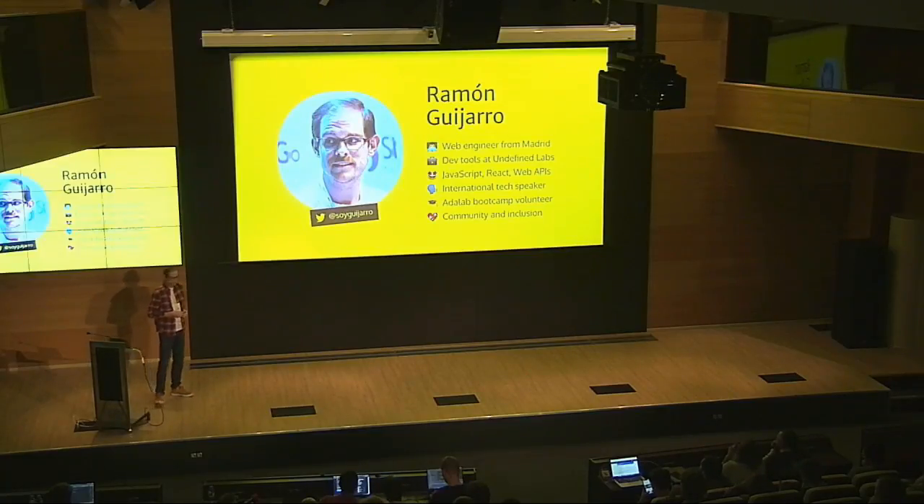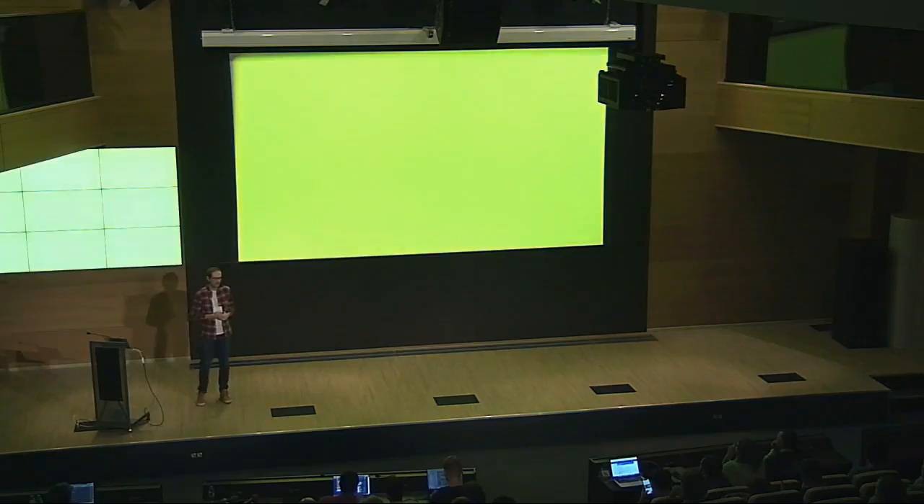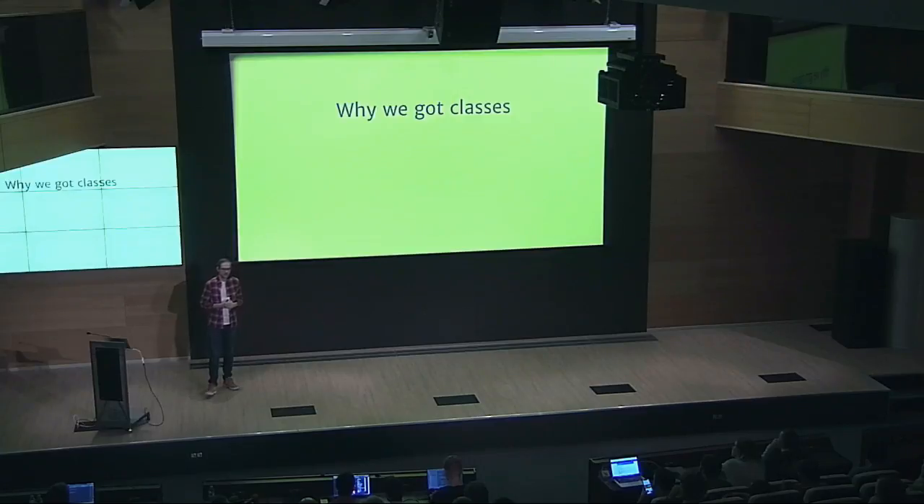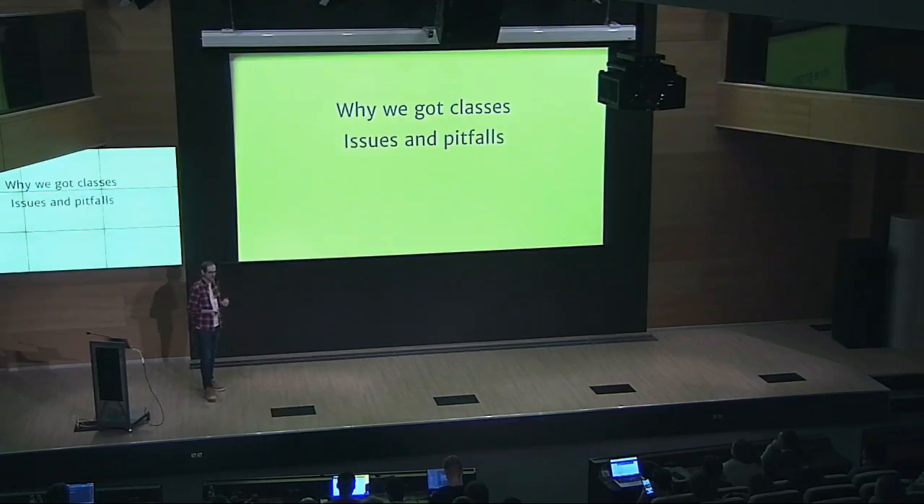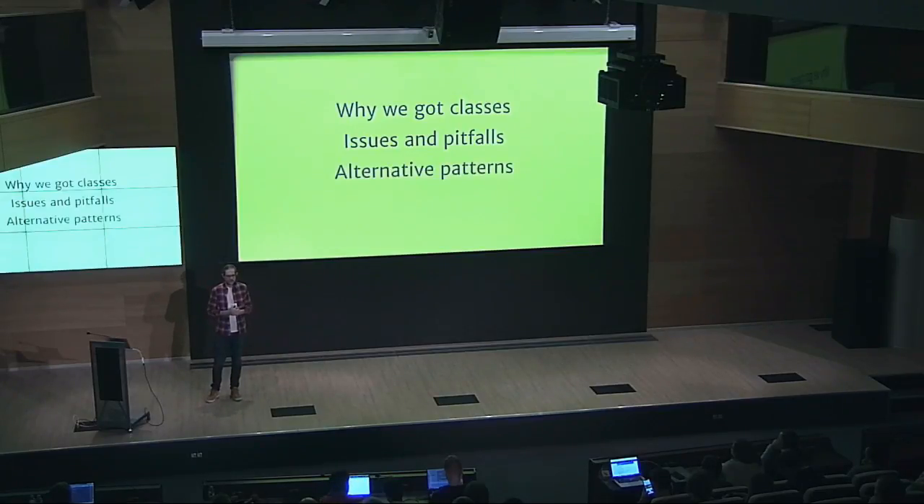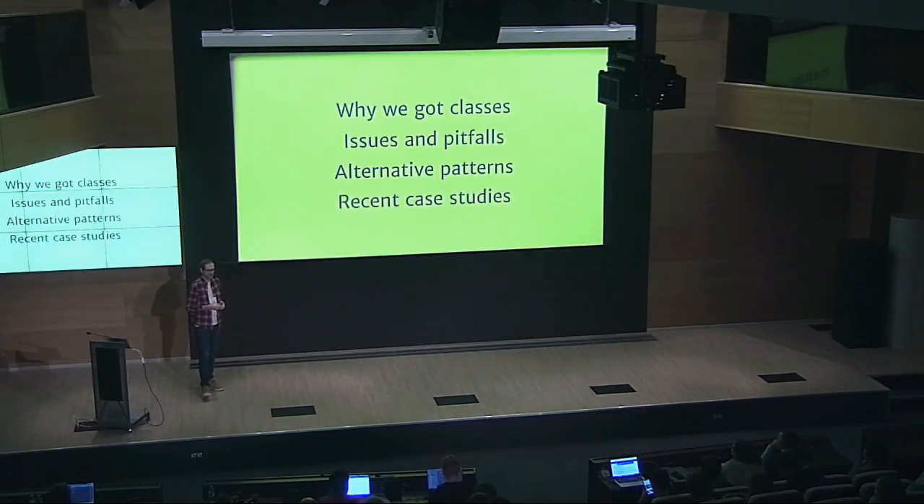And with all that being said, let's get started. So what are we going to discuss today? First, we're going to see why we got classes introduced into the JavaScript language, to give you a little bit of context and history. Then we'll go on to check the most common issues and pitfalls that you might bump into when working with classes. Later, we'll see some alternative patterns to using classes in JavaScript. And finally, we'll review some recent case studies of popular JavaScript frameworks moving away from classes. So you can see that it's not only me talking here, but that there's actually a community moving around this issue.